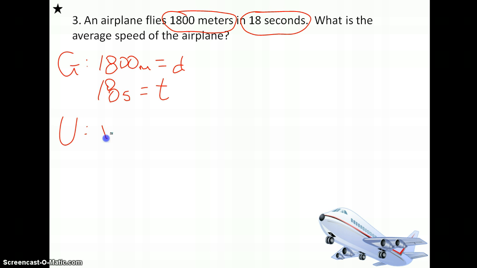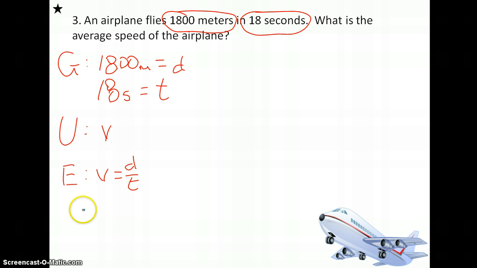We don't know speed. And speed has the same abbreviation as velocity, just a v. But we know speed, there is no direction. Now, let's find an equation that has distance, time, and speed in it. Okay, and we'll see that it is v equals d over t.